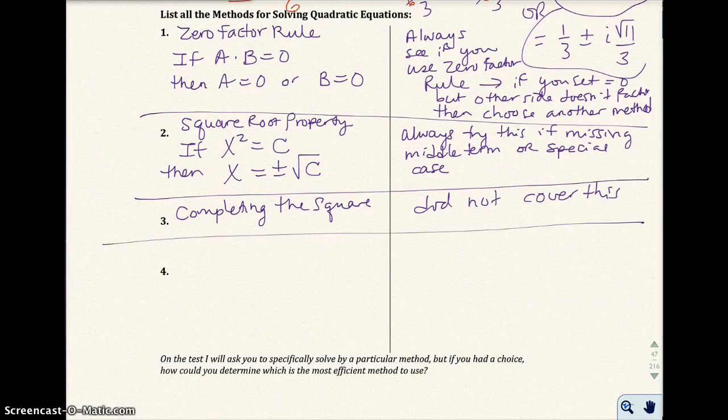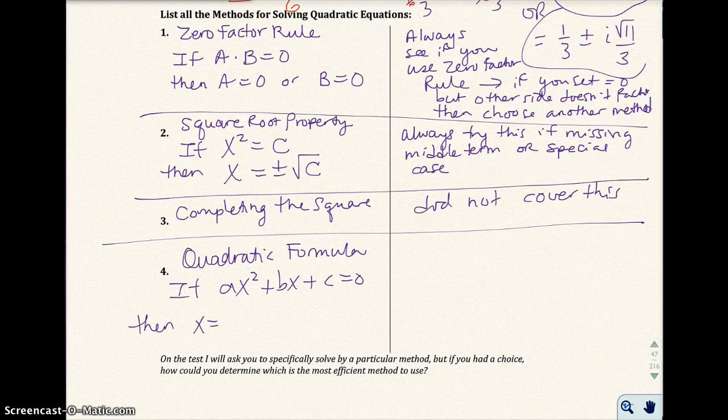The last method is called the quadratic formula. If ax squared plus bx plus c equals 0, so your quadratic equation in general form, then x is equal to negative b plus or minus the square root of b squared minus 4 times a times c, all over 2 times a.